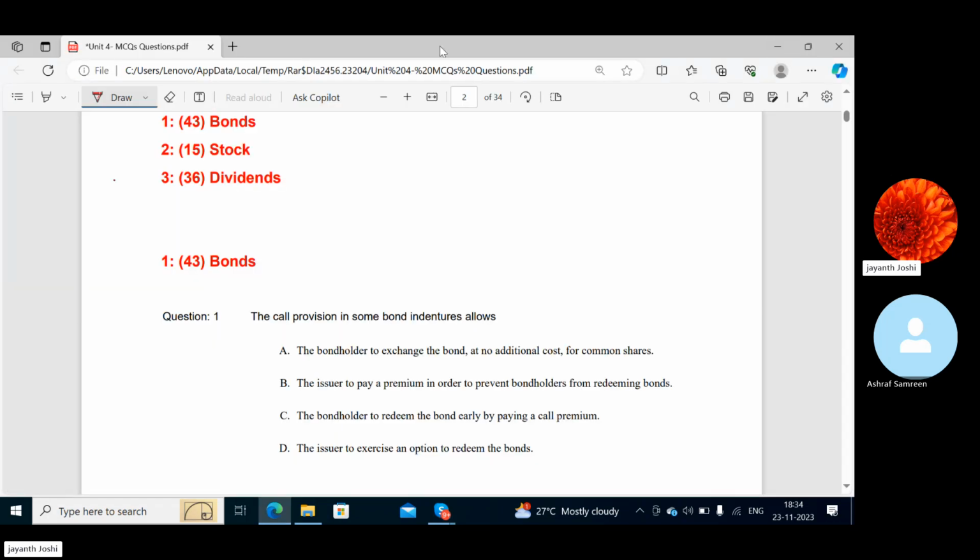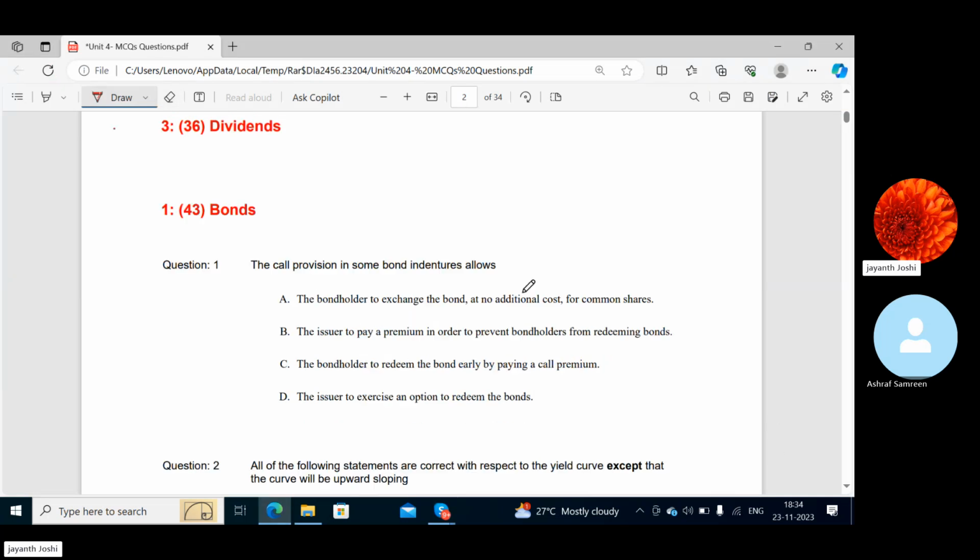Okay. So we start with bonds. The first question in front of you is: a call provision in some bond indentures allows what? You should know what a call provision is, right? Yes, sir. Call provision is like a call option. Okay. A bond indenture is nothing but a document which has all the details regarding a bond.